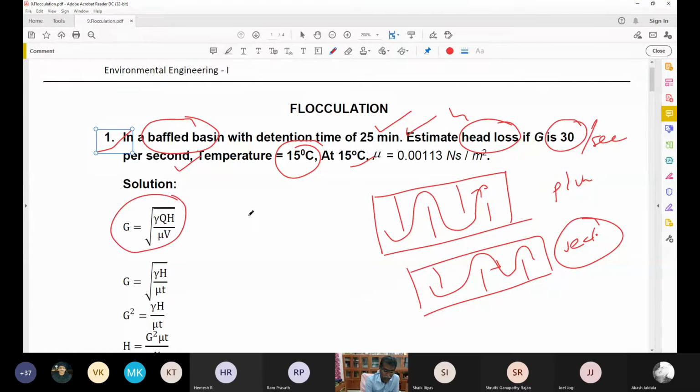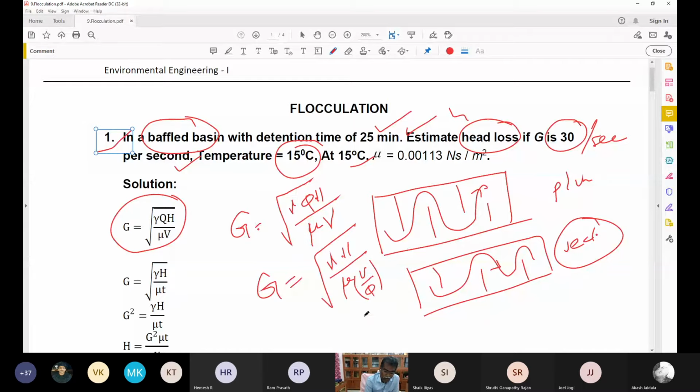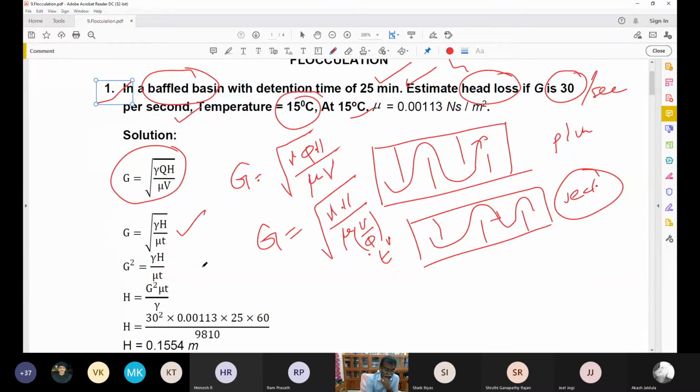The G value we are already familiar with: G equals the square root of gamma Q H divided by mu into V. It can also be rearranged as gamma H divided by mu into V by Q, and V by Q is related to T, the detention time. So G is equal to the square root of gamma H divided by mu into T, and squaring, G square is equal to gamma into H divided by mu into T. Remember this equation, and based on the problem requirement, you can slightly alter the formula. Here we are asked to calculate the head loss value.